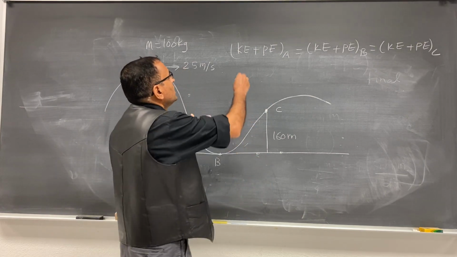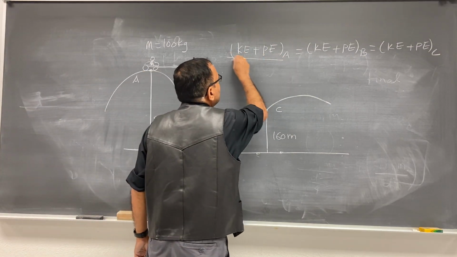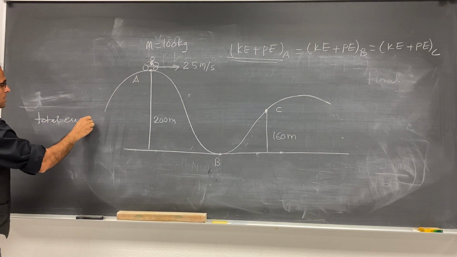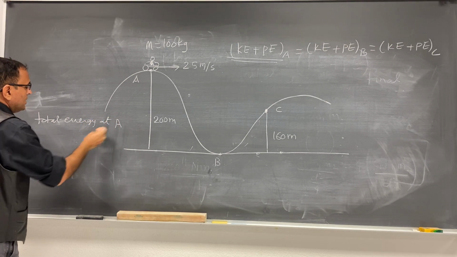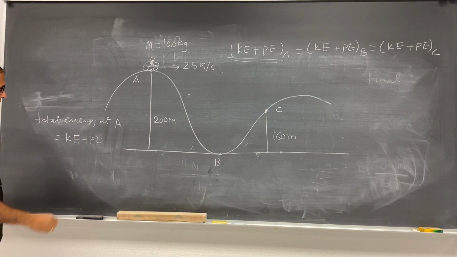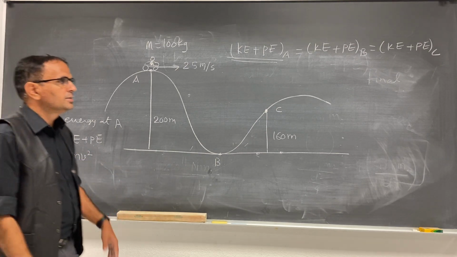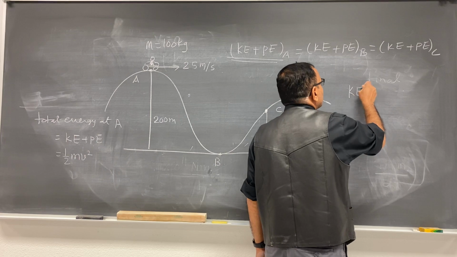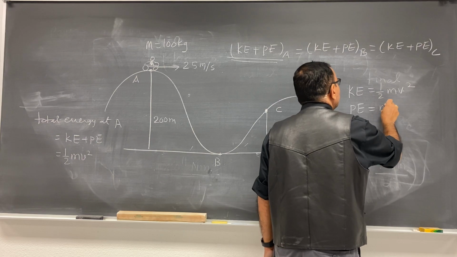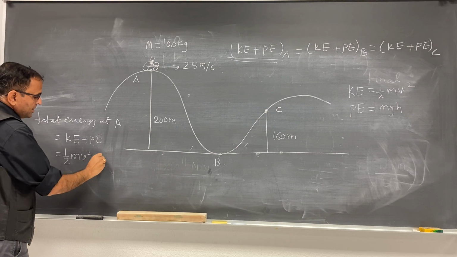So what do you have to do? Total energy at point A, you can calculate this. Total energy at point A is kinetic energy plus potential energy at point A. What is the kinetic energy formula? Kinetic energy formula is 1/2 mv squared. Everyone, you need this formula. Potential energy formula is mgh. You need this. So the kinetic energy is 1/2 mv squared plus potential energy mgh.